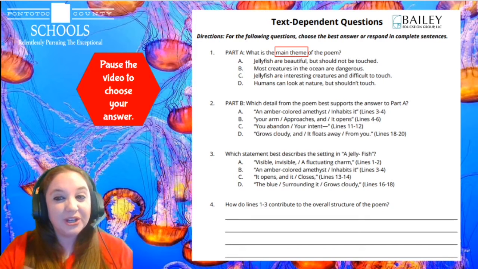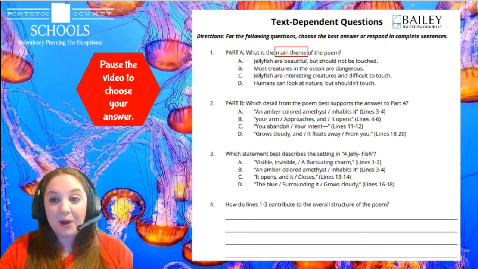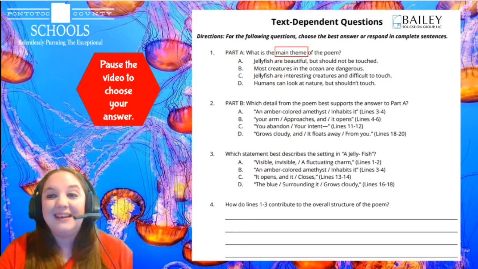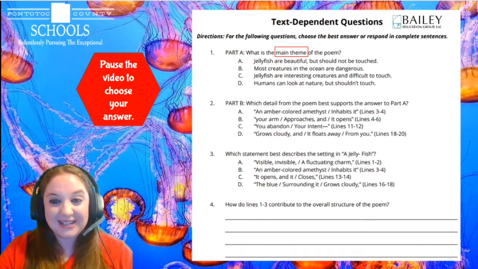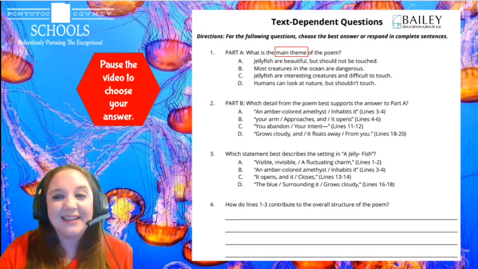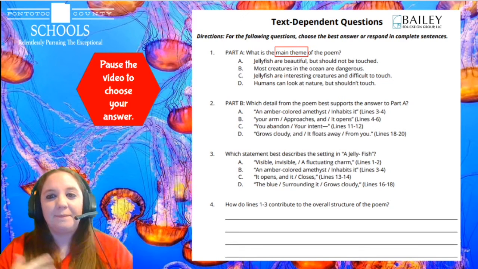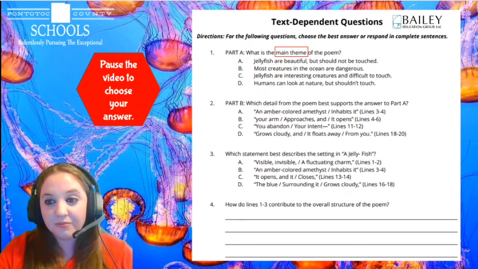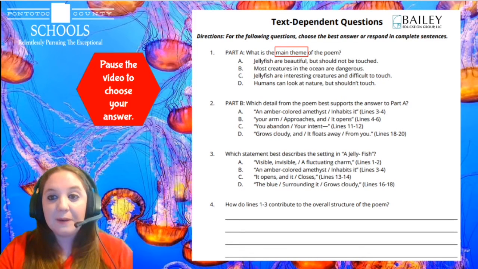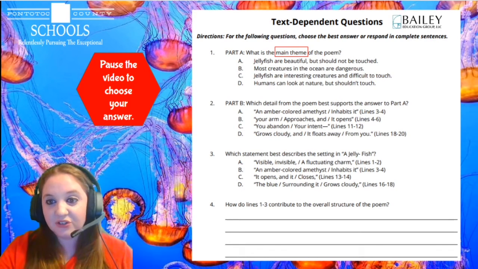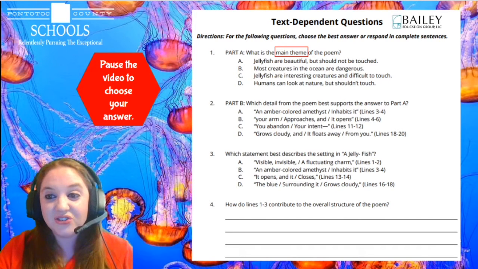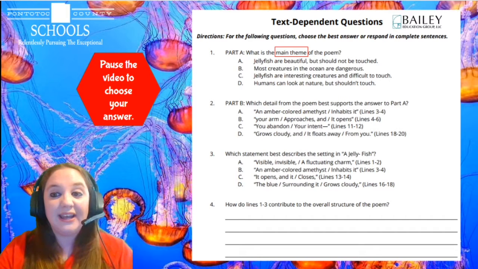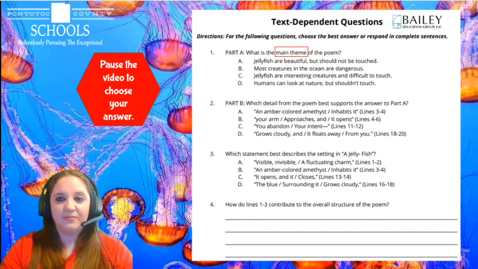Remember, we were looking for the main theme of the poem. Be sure you have put a box around main theme. This is very important information in our question. Let's look at the choices. What is the main theme of the poem? Jellyfish are beautiful, but should not be touched. Most creatures in the ocean are dangerous. Jellyfish are interesting creatures and difficult to touch. Or humans can look at nature, but shouldn't touch.